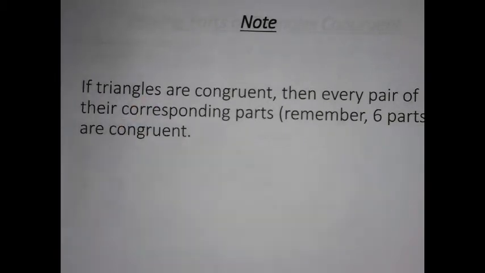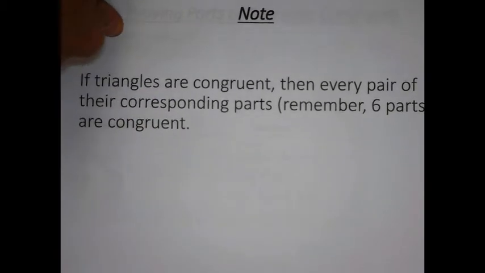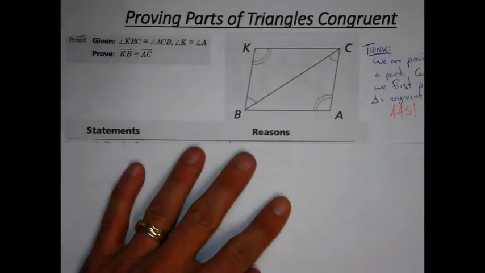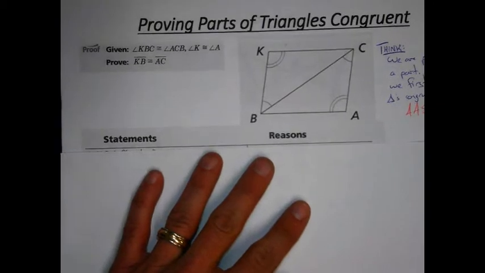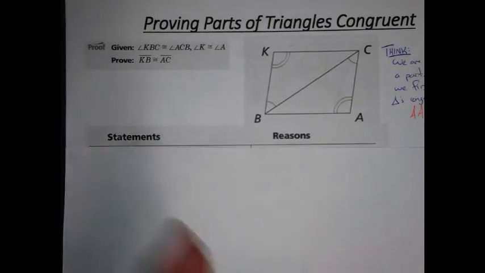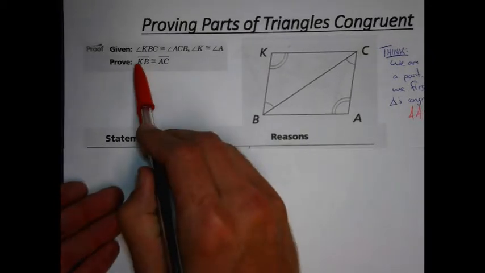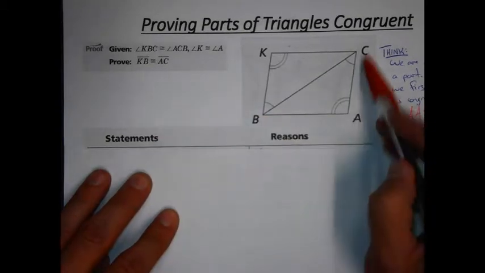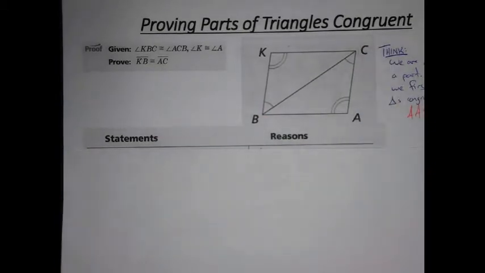And Katz, what are you talking about? Let's just jump in, shall we? Yes. Proofs. So let's talk about proving triangles congruent. We have a diagram here. We're given a few things, and we have to prove that segment KB is congruent to segment AC. What is going on? Where's segment KB? Here. And where's segment AC? Here. How in the world are we going to prove those pieces congruent?